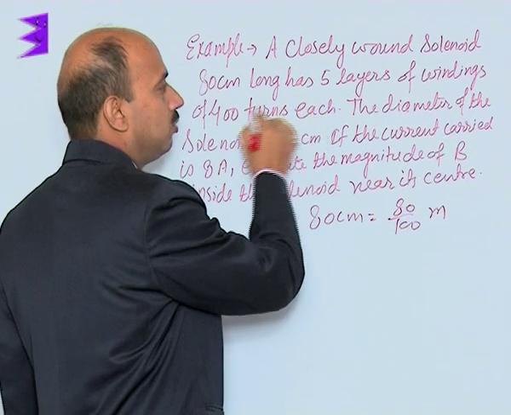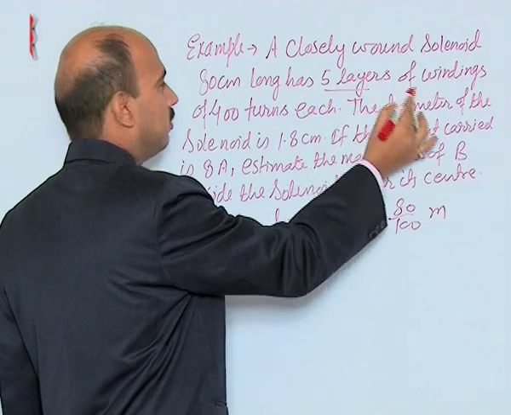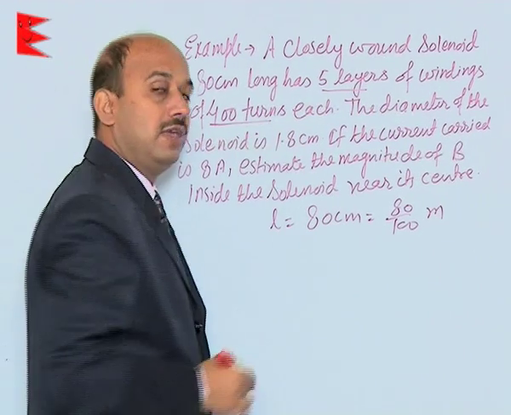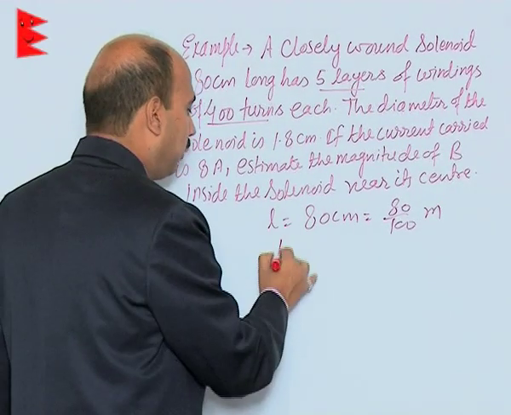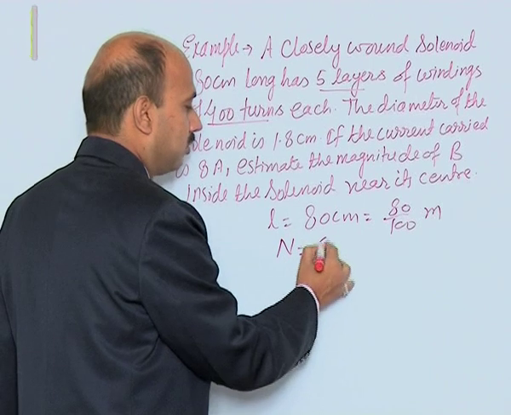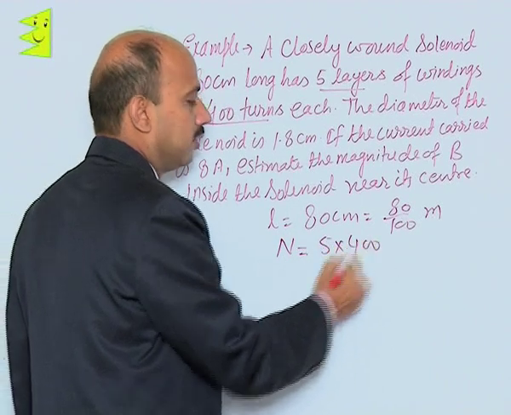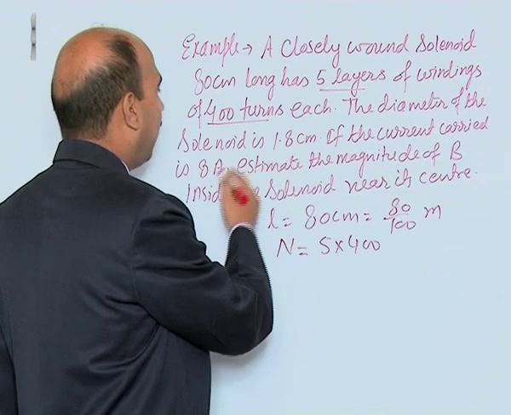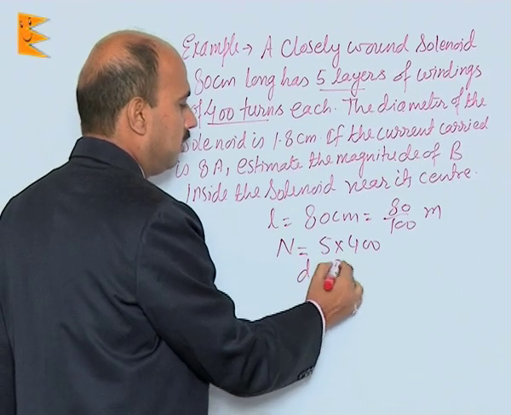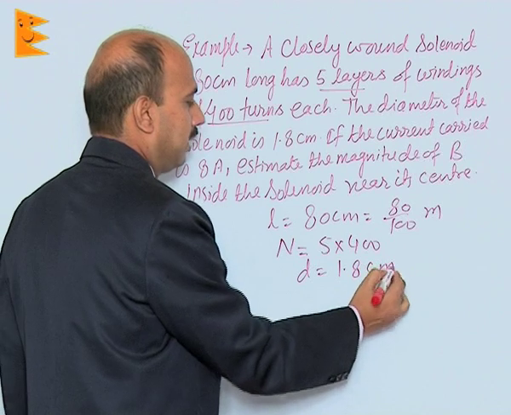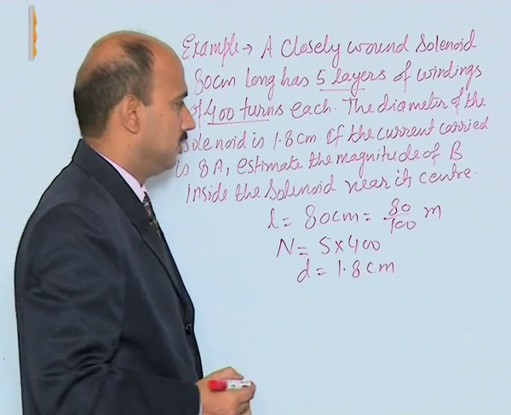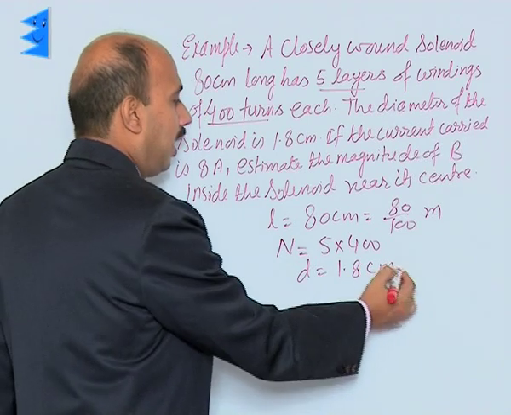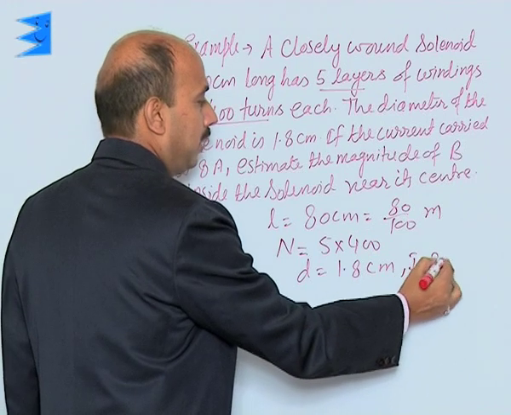Now this long solenoid has 5 layers of windings, 400 turns each. So the total number of turns we can write N is equal to 5 into 400. This is the total number of turns in the solenoid. The diameter of the solenoid is D is equal to 1.8 centimeter, but that is not required for calculations. Now current I is given to you 8 ampere.